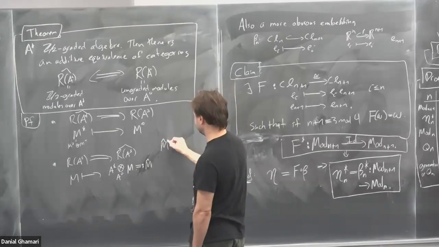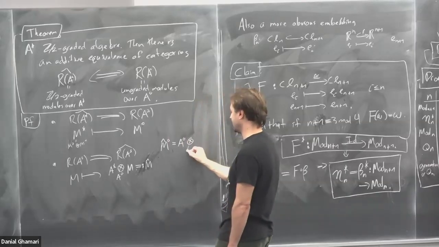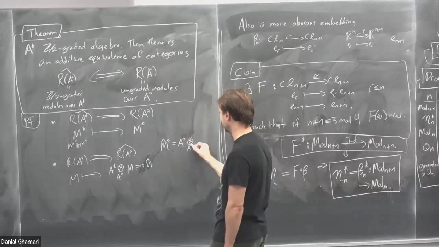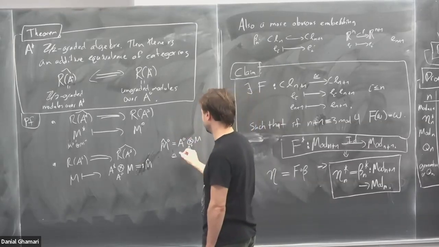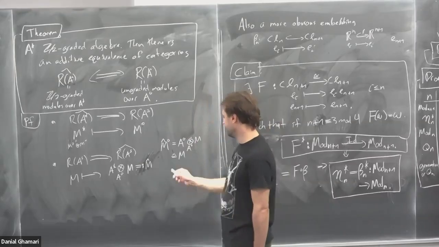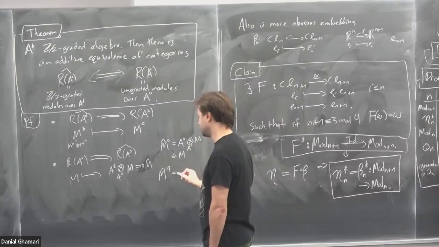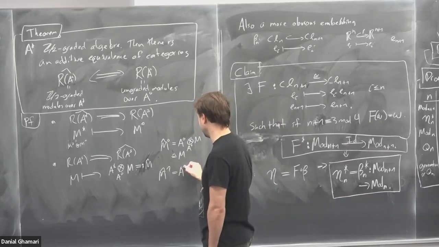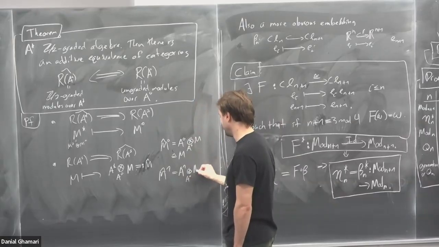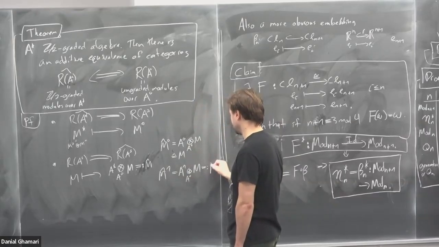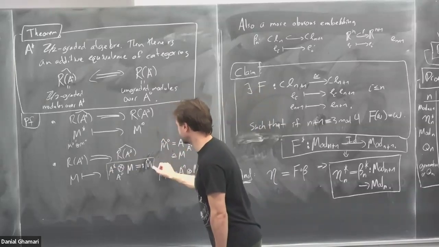So M hat 0 is A0 tensored over A0 with M. You take the even part of the algebra and plug it into this construction. Because of the way the tensor product works, this is isomorphic to the original module M itself. And M hat 1 is equal to the odd part of the algebra tensored over the even part with M. And I'm going to give this a name, M bar. So these are three definitions that I'm going to use later.